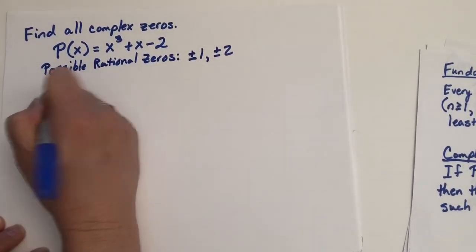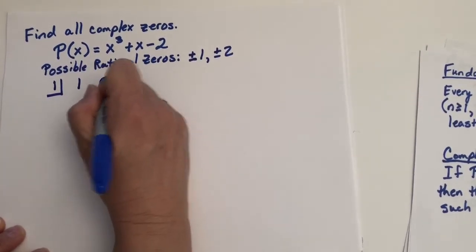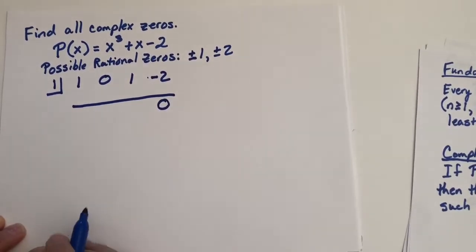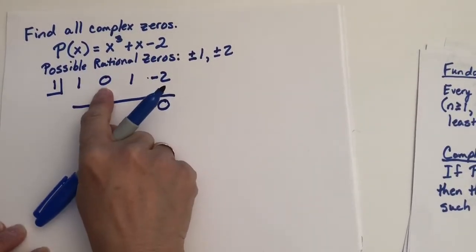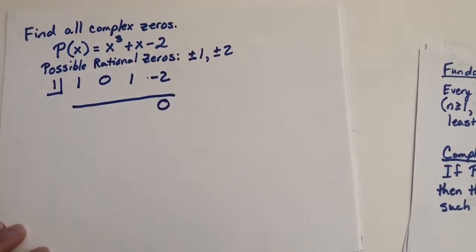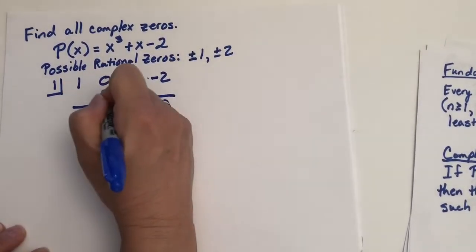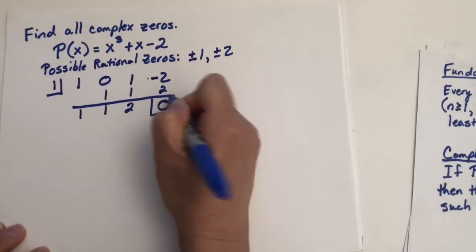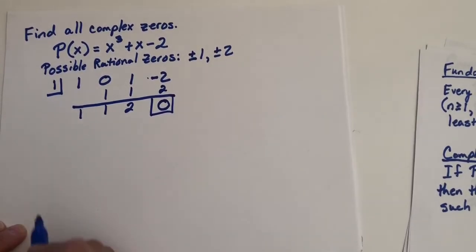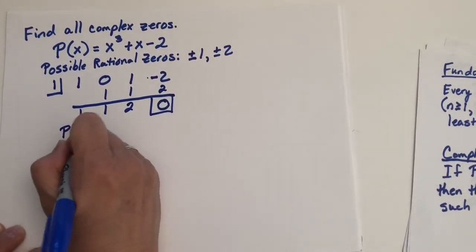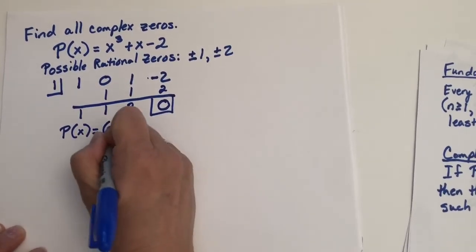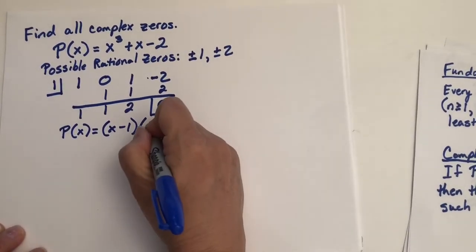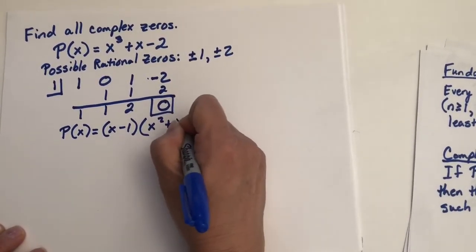So that means when we use our synthetic division, we are guaranteed that we'll get a 0 right here. Notice I included that 0 for the coefficient of x squared. Don't forget that. So we bring down our 1, multiply and add, multiply and add, multiply and add, and there we have our remainder of 0. So what we have so far is that p of x equals x minus 1 times, here are our coefficients of our other factor, x squared plus x plus 2.